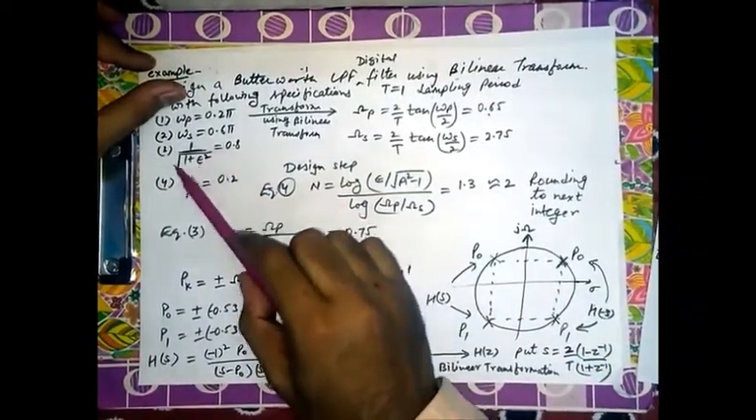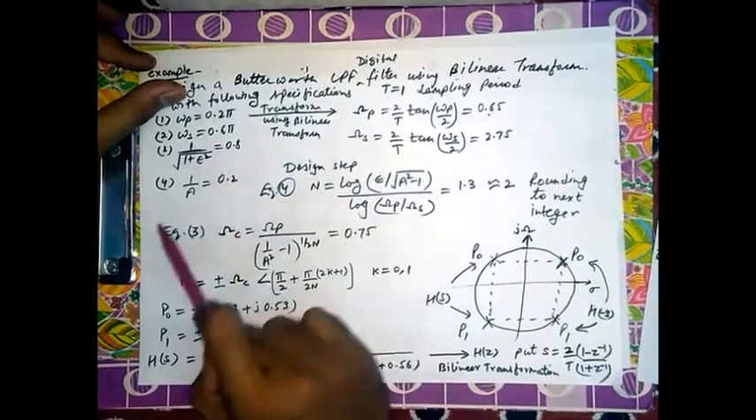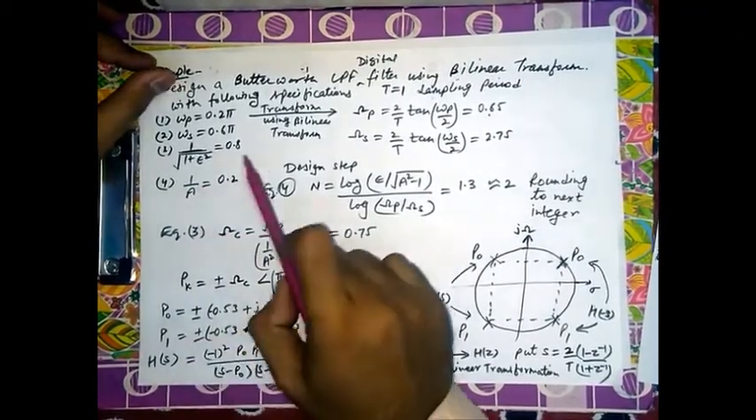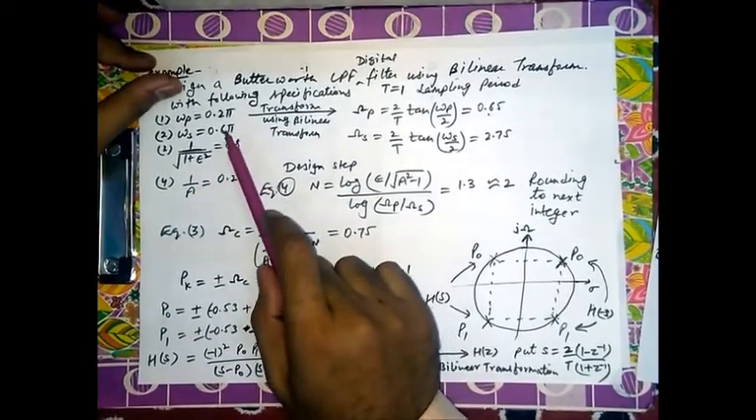Maximum pass band attenuation is 1 upon square root of 1 plus epsilon square, equal to 0.8. We can find out epsilon from here. And 1 upon A is the stop band attenuation, given as 0.2. We can find out A from here. So these four values must be given for the design specification.